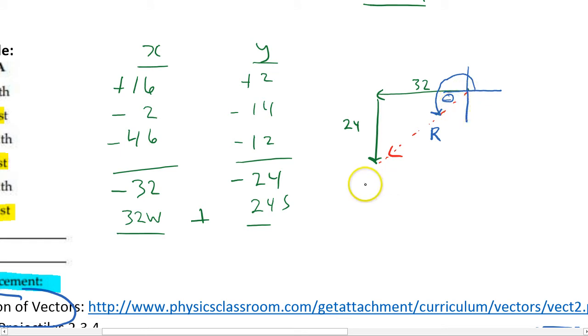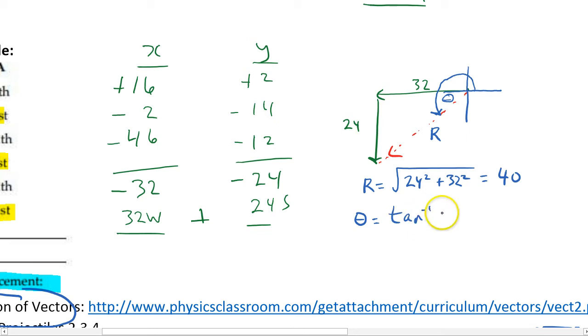So let's do this part. We'll do the Pythagoras part first. R is going to be equal to the square root of 24 squared plus 32 squared, which is equal to, I think the answer is somewhere around 40. And for the theta part, again, you see how it works. Even though we have this side, we're going to use the opposite and the adjacent. So we're going to say it's the inverse tan of 24 over 32. And so I get an answer for that. I think it's 36.9 degrees.